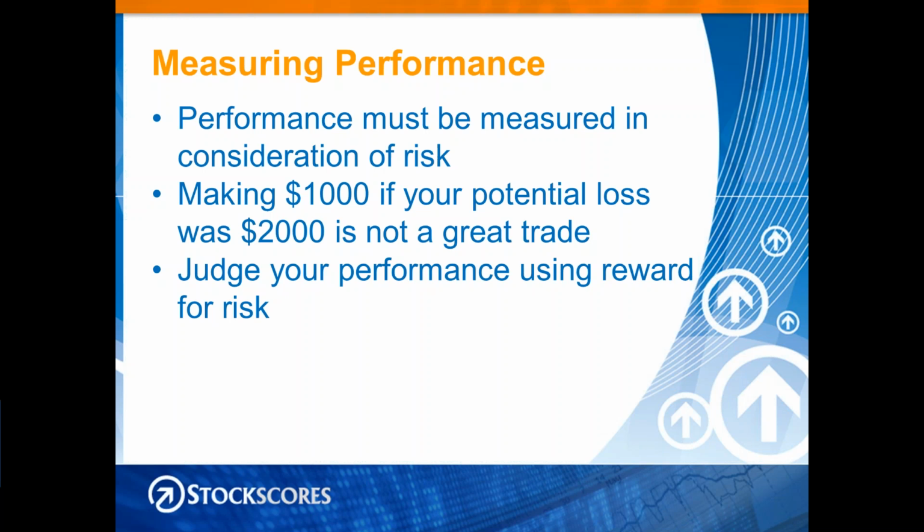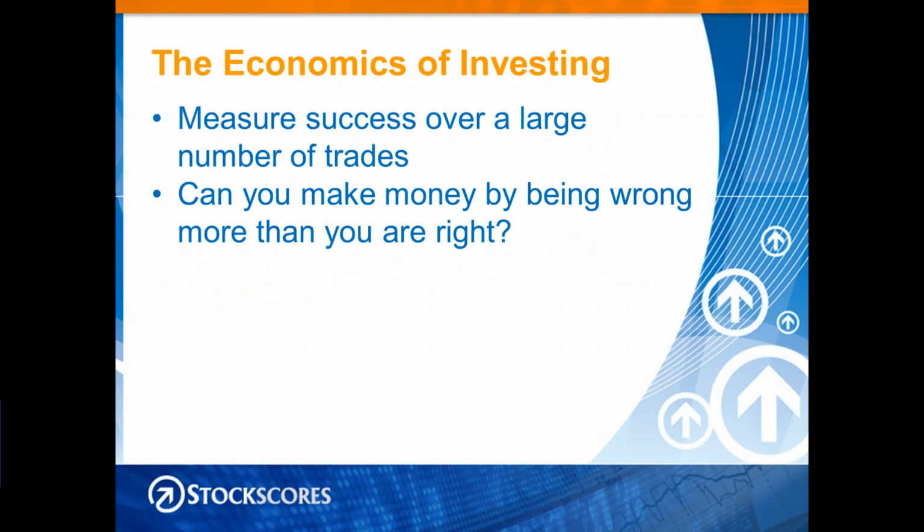And very simply, the risk is how much you might lose if you're wrong, and the reward is how much you make if you're right. So if you buy a stock at $10 and you have a stop loss at $9, you are risking $1 per share. And if the stock goes up to $13 and you sell it, then you have made $3 per share. Well, you made $3 per share and you risked $1 per share. So you made a 3-to-1 reward for risk ratio.